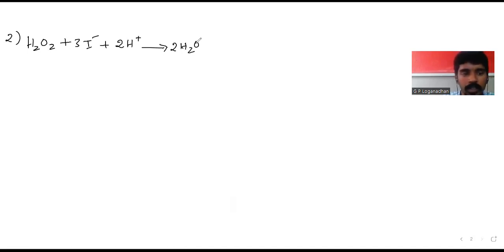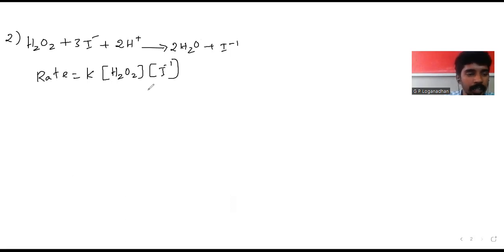The rate of the reaction is given as rate equals K into concentration of H2O2 into concentration of I minus. This is the second question. Here we have to find the order of the reaction. As I already told, the order of the reaction is the sum of the powers of the concentration terms in the rate law. So here the concentration of H2O2 has power 1, I minus also power 1. So 1 plus 1 is equal to 2. This is the order of the reaction.